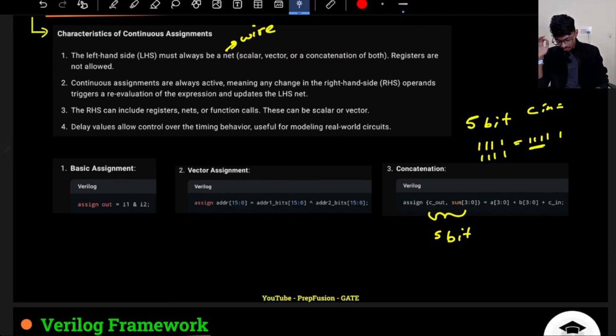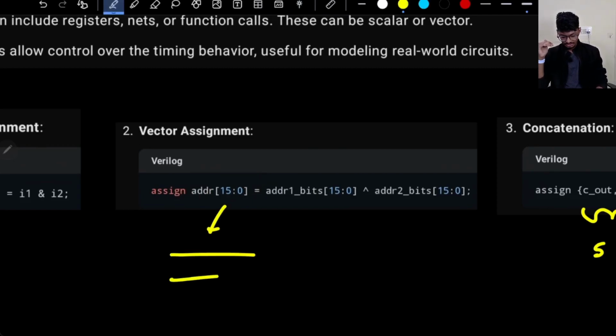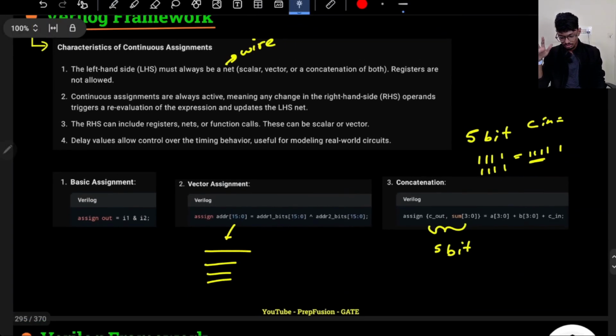So this one is a simple basic assignment. This is the vector assignment. It is a wire of 16, so we have 16 wires here. What I'm doing is the XOR of address 1 and address 2, 16 bits. This is bitwise XOR. I will explain this later on, don't worry about it. So I hope you understood.